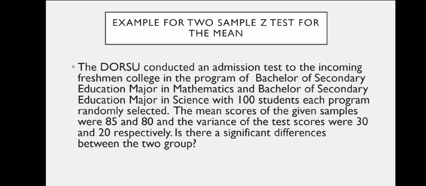Example for the two-sample z-test for the mean. The DORSO conducted an admission test for the incoming freshman college students in the program of Bachelor of Secondary Education major in Mathematics and Bachelor of Secondary Education major in Science, with 100 students each program randomly selected. The mean scores of the given samples were 85 and 80, and the variances of the test scores were 30 and 20 respectively. Is there a significant difference between the two groups?